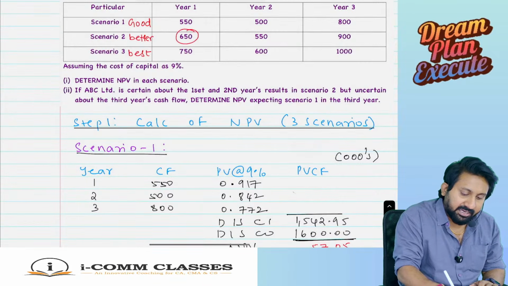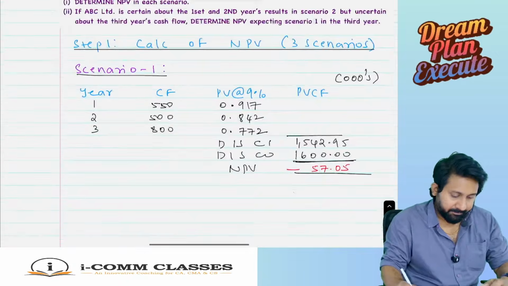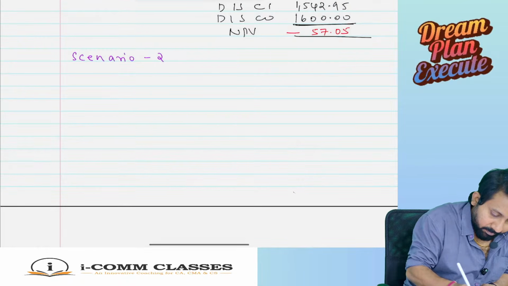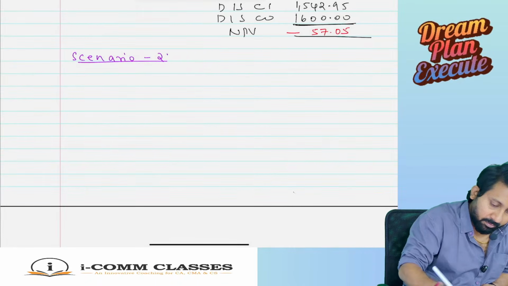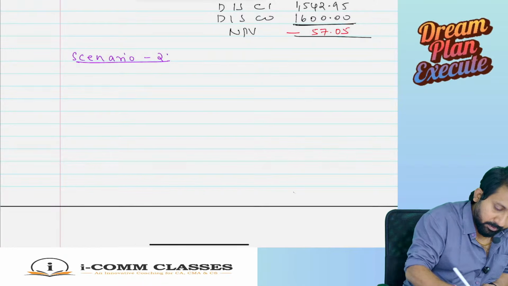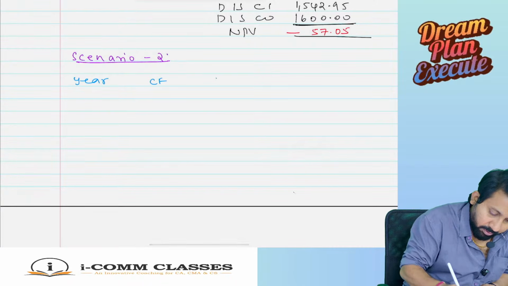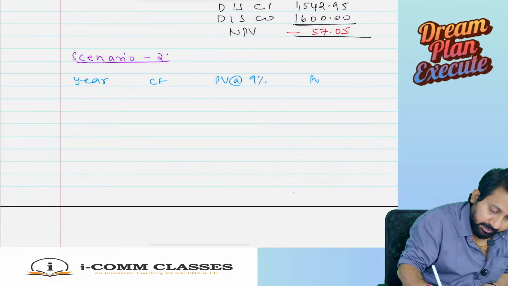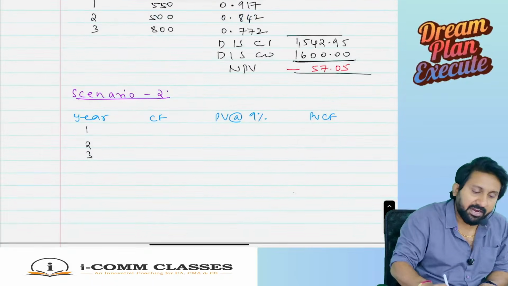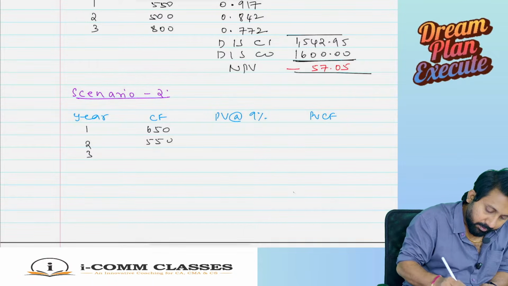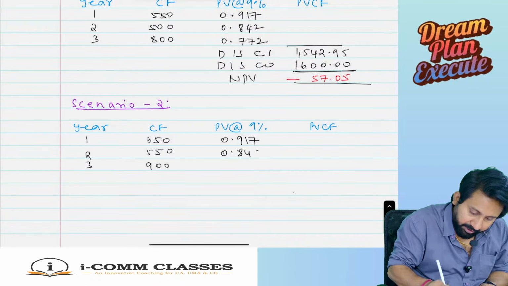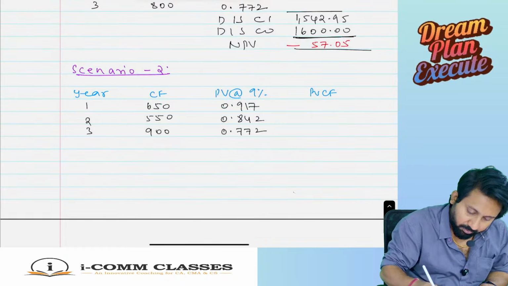Do it with these three cash flows now. Start doing. Scenario 2. Year, cash flow, PV at the rate of 9%, PVCF. Year 1, 2 and 3. Cash flow 650, 550, 900. PV factors .917, 0.842, 0.772.